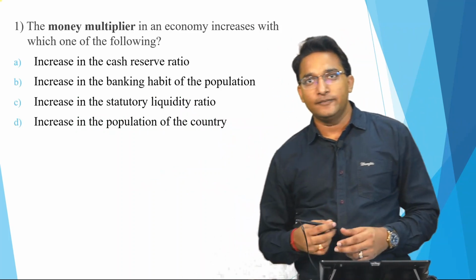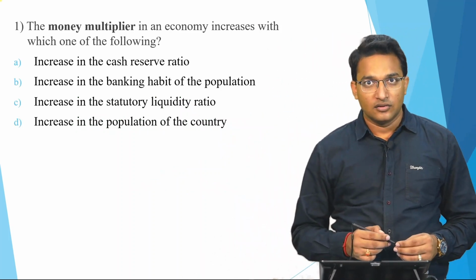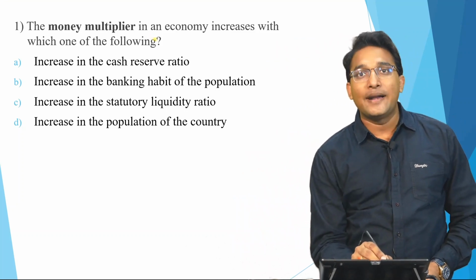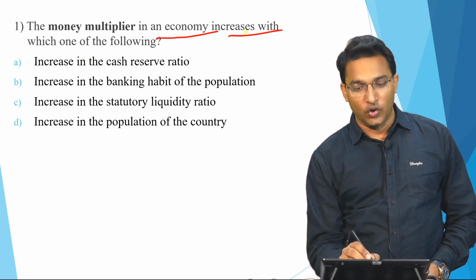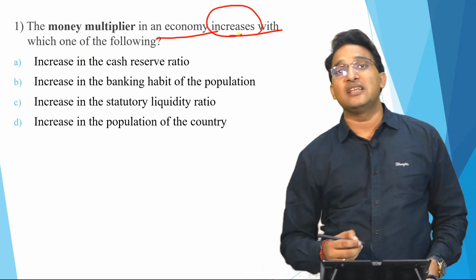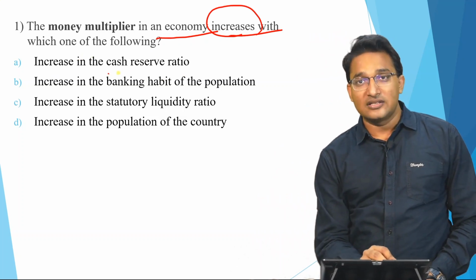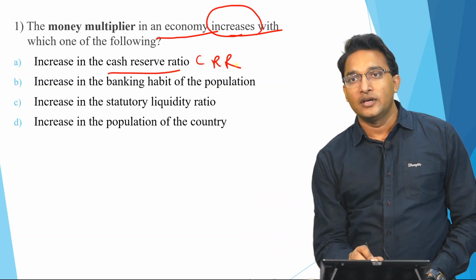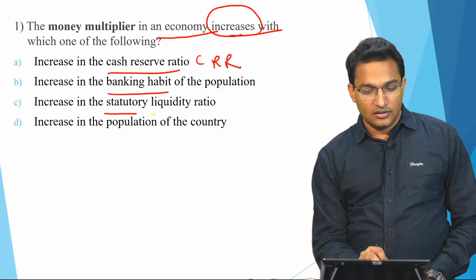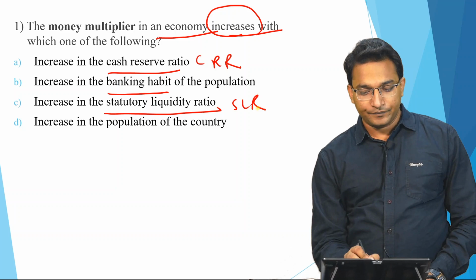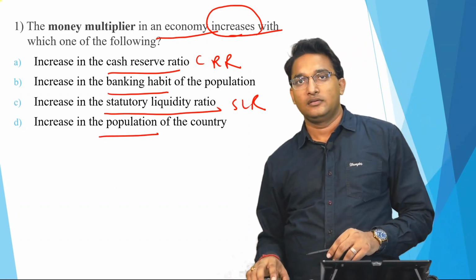Let us see the first question. The first question is regarding the money multiplier. So the question is, money multiplier in an economy increases with which one of the following? So the question is about increase in the money multiplier. Option 1 is increase in the CRR, cash reserve ratio, option 2 is increase in the banking habit of the population, option 3 is increase in the SLR, and the last option is increase in the population of the country.